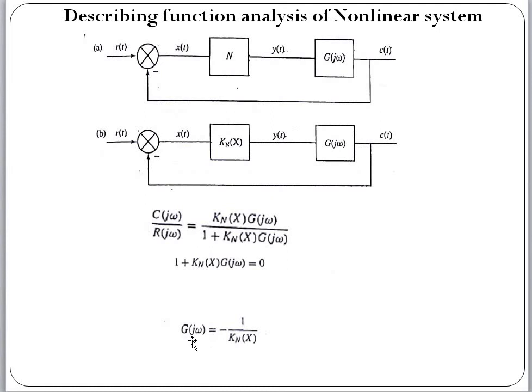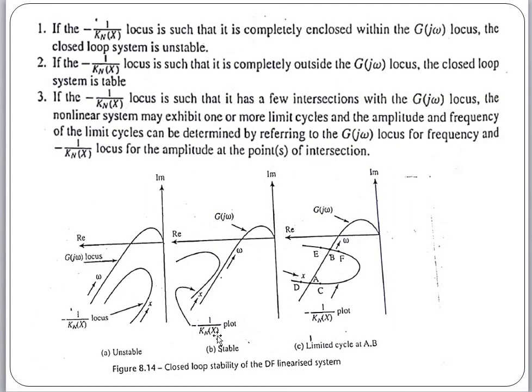So we have to plot the g of j omega plot, that is the polar plot of the system, and also the describing function plot of the nonlinearity. And by getting these two, we can assess the stability by looking into the plots of the system.